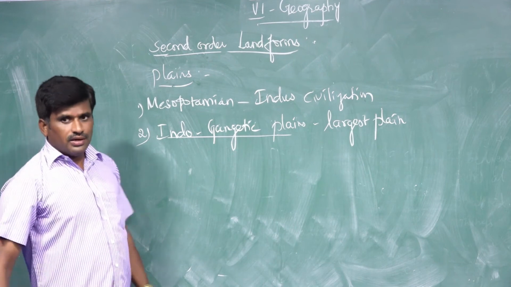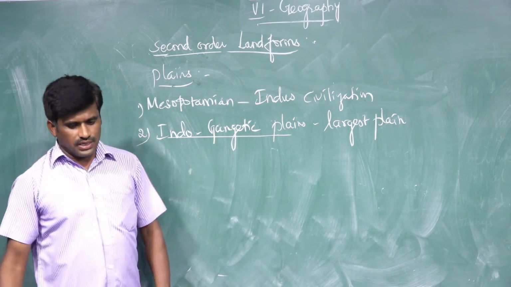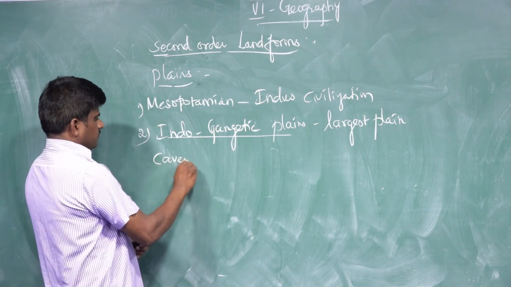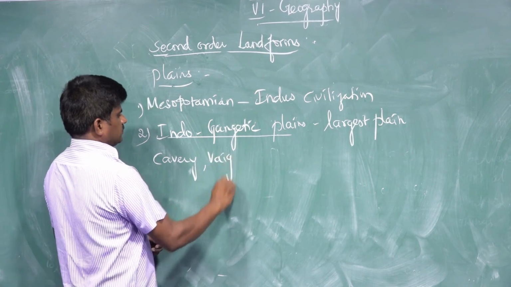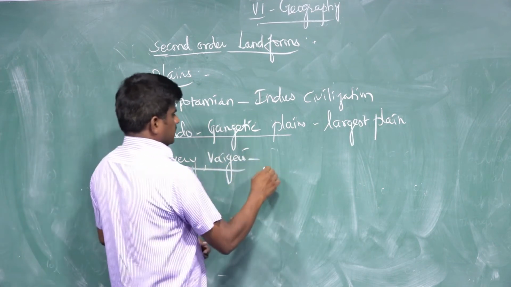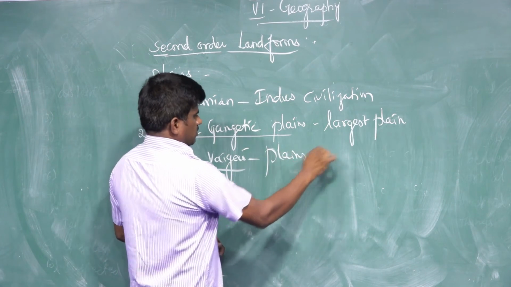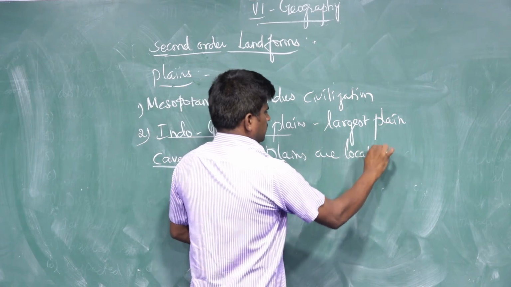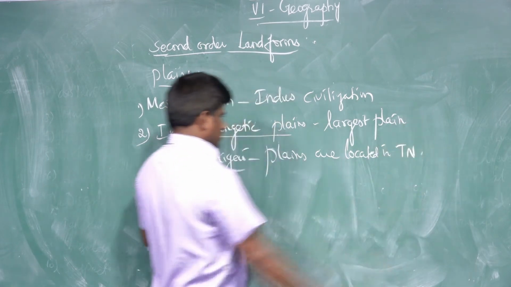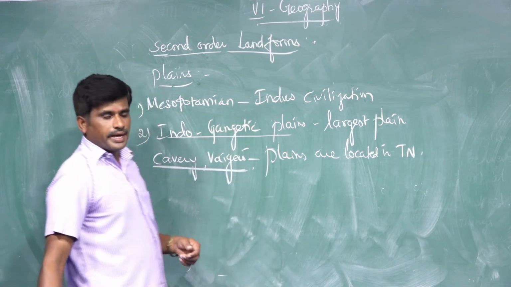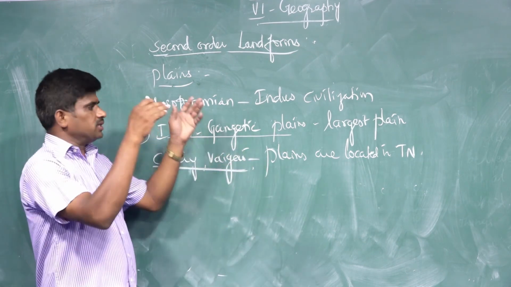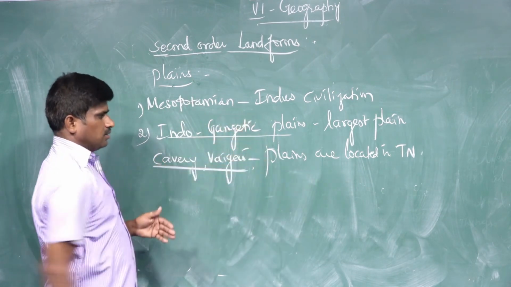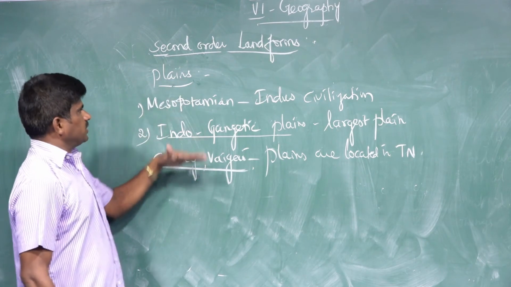Then next, some of the plains we can see in our Tamil Nadu also. What are they? The Kaveri and Vaigai plains. These plains are located in our state, Tamil Nadu. There are many activities that people are doing in these plain areas. This is about those plains.